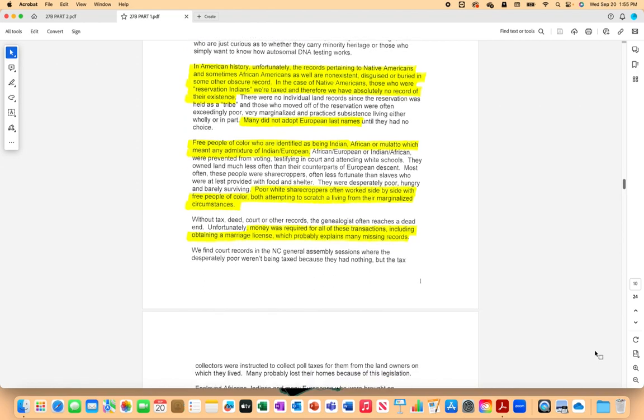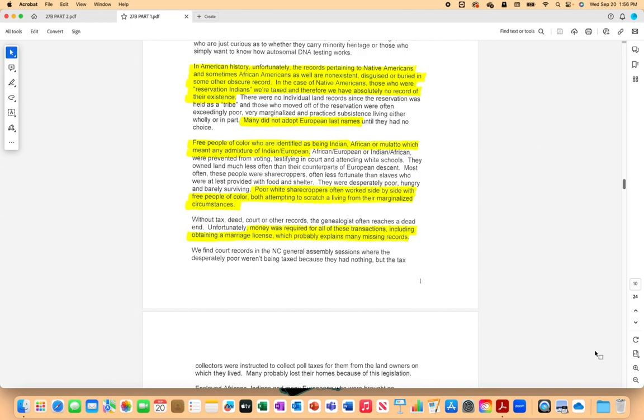In American history, unfortunately, the records pertaining to Native Americans and sometimes African Americans as well are non existent, disguised or buried in some other obscure record. In the case of Native Americans, those who were reservation Indians were taxed, and therefore we have absolutely no record of their existence. Many did not adopt European last names.